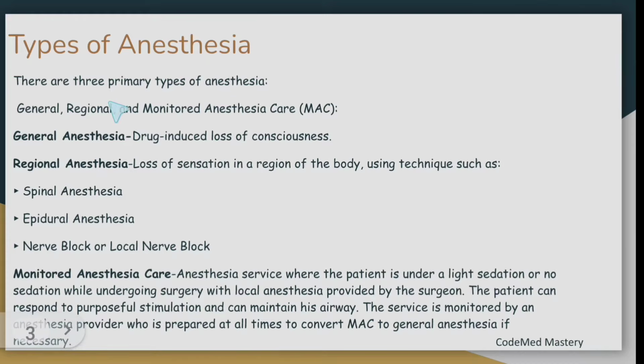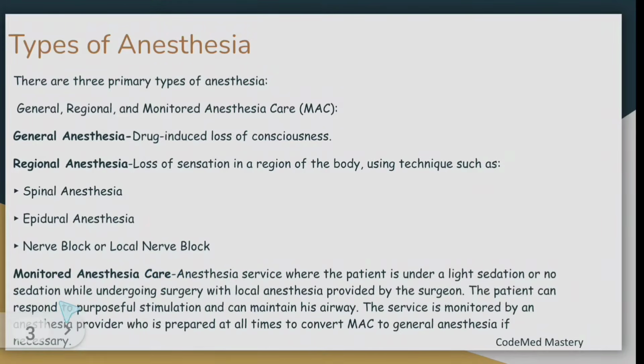So there are three primary types of anesthesia: general anesthesia, regional anesthesia and monitored anesthesia care. So general anesthesia is drug-induced loss of consciousness. Regional anesthesia is loss of sensation in a region of the body using techniques such as spinal anesthesia, epidural anesthesia, nerve block or local nerve block.